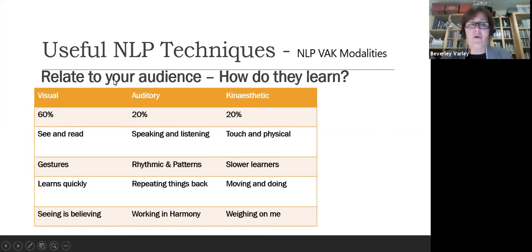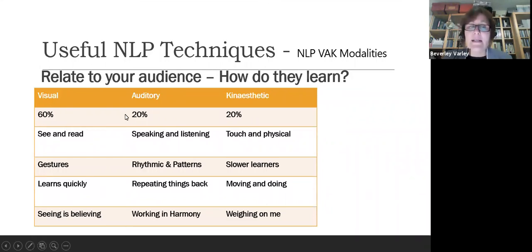So why do we want to know how people in general learn? Because our audience is anybody in society who can pick up a book or read our play or listen to our podcast or whatever. What we've learned in the research is that 60% of the world population are visual learners. They learn by seeing and reading, seeing gestures and gesticulating. People who are visual learners learn very quickly. And for them, a key phrase is seeing is believing.